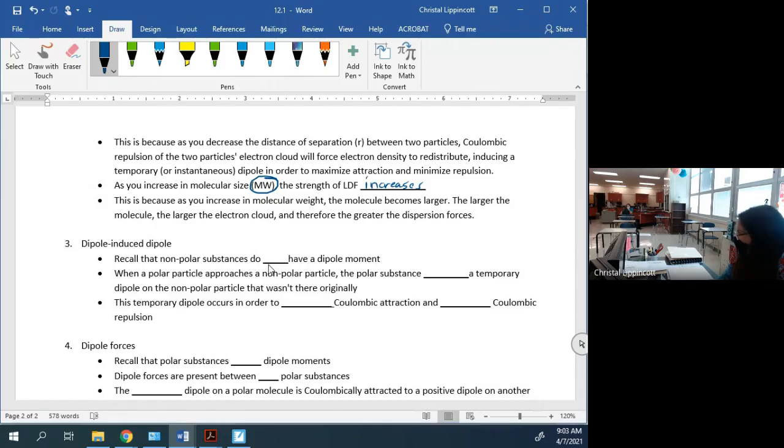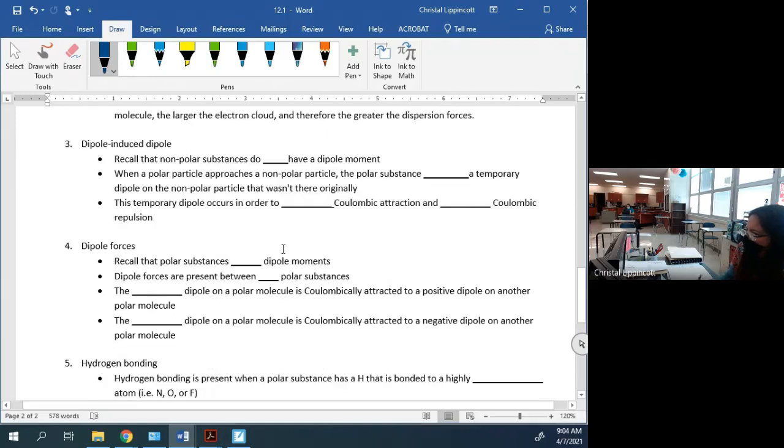Number of electrons. Because we've increased the number of electrons here, which the molecular weight kind of gives us a clue to, we have more electrons that we're able to distribute. And so that's why the LDF increases. Okay, it has to do with that electron cloud.